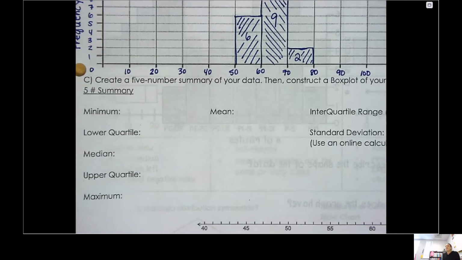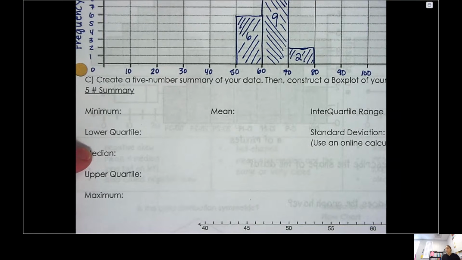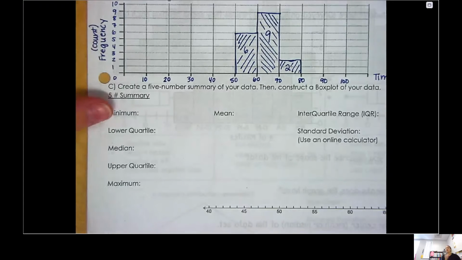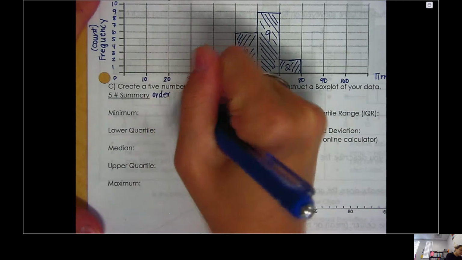We are now, part C, going to create a 5-number summary of our data. And I have a feeling you've probably done this before. A 5-number summary talks about the minimum, the maximum, the median, the mean, and the range. I think those are all probably words you've heard before. Now, when you do your 5-number summary, your data has to be in order from least to greatest.